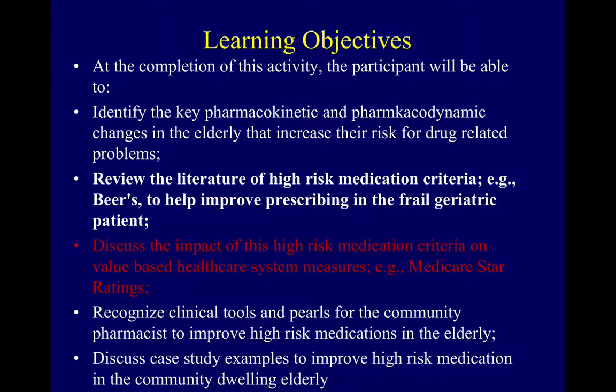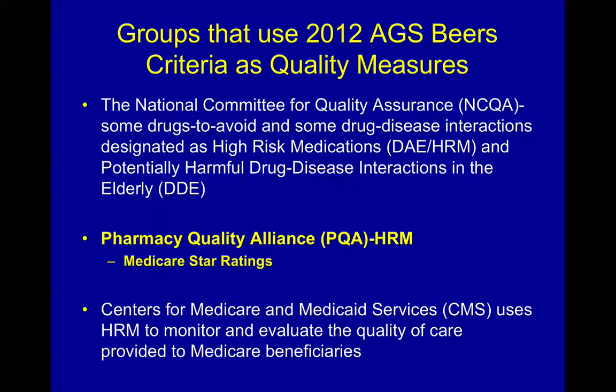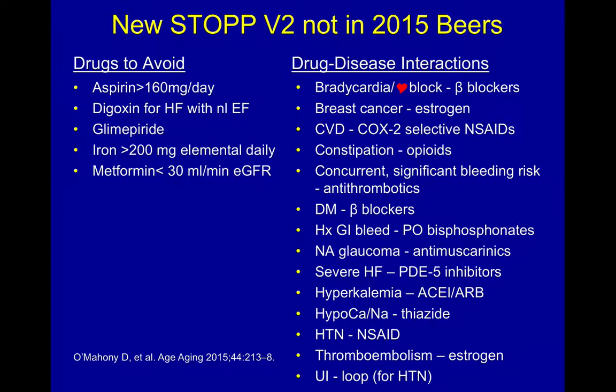So, we've reviewed the list of the high-risk medications. Let's look at the impact of these high-risk medications and their criteria on value-based healthcare systems. As I said, the Beers criteria, especially when it came out in 2002, has been adopted by lots of different organizations. It's been documented by the National Committee for Quality Assurance, adopted by CMS, and also by the Pharmacy Quality Alliance, and hence that is where we get the listing in our high-risk star ratings.